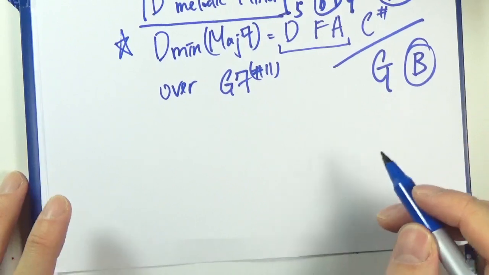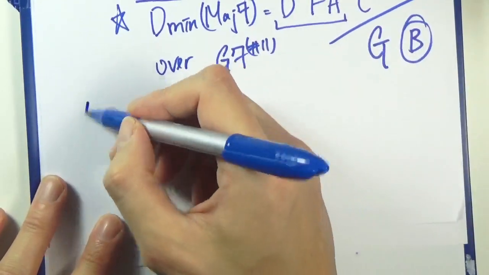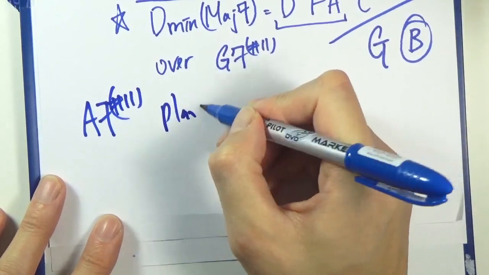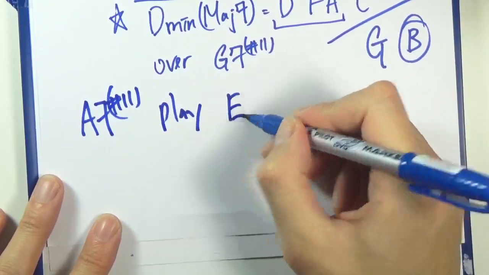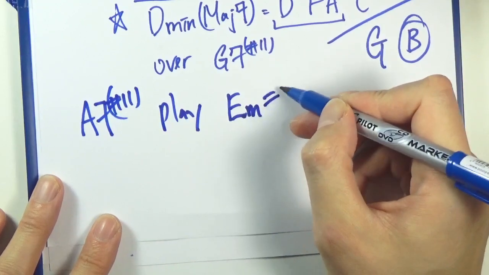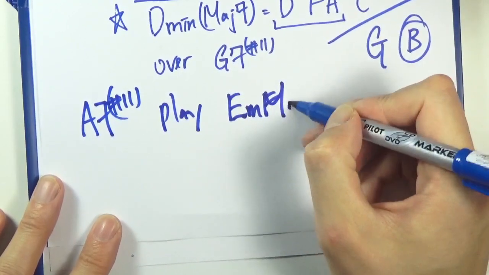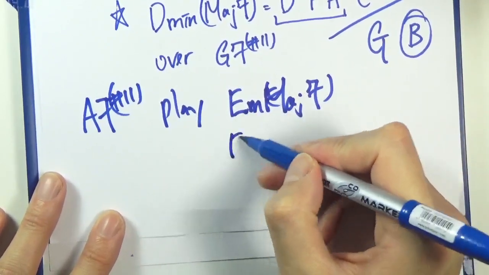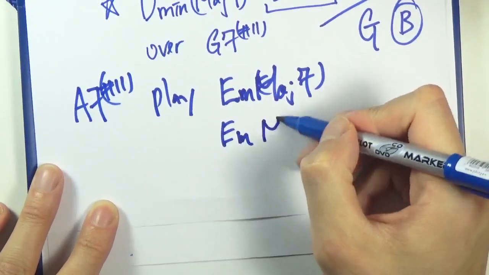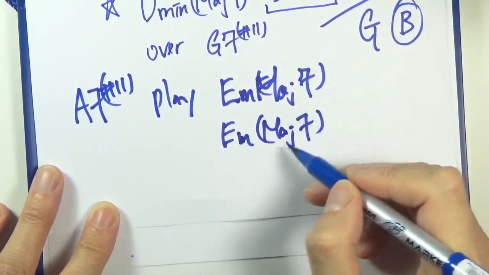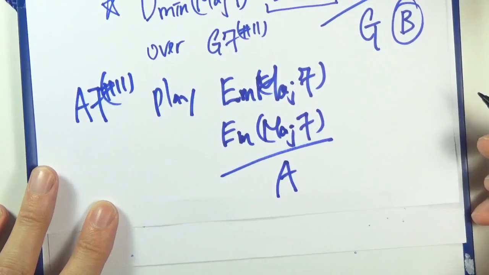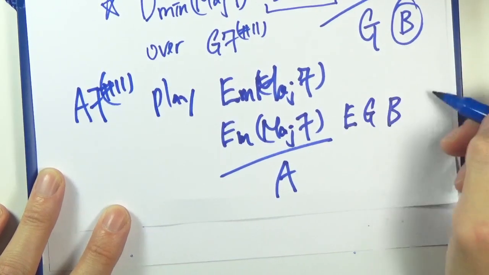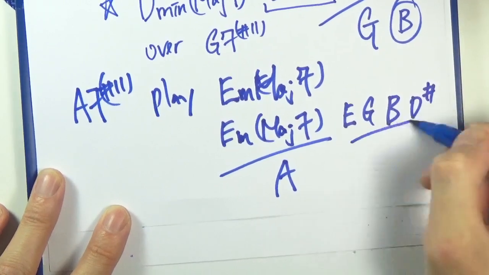So let's do a few more examples. For example, A7 sharp 11. You can actually play A, B, C, D, E. So E minor major 7 chord arpeggio. It's too messy, I'll write it one more time: E minor major 7 over an A bass. That would be E, G, B, E minor, and then the major 7 is going to be D sharp, over A.